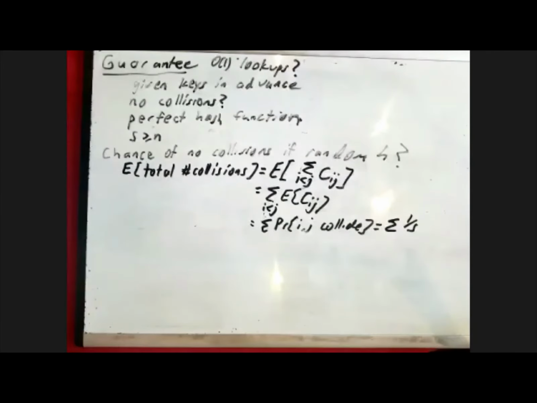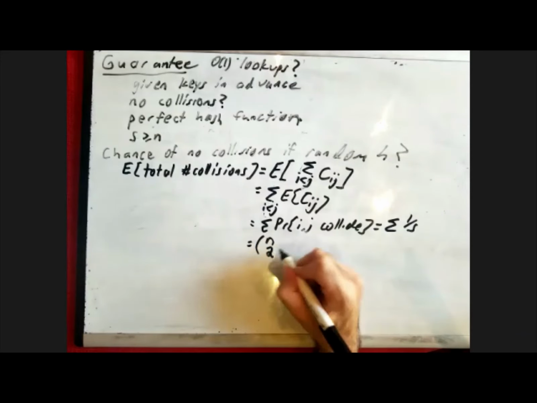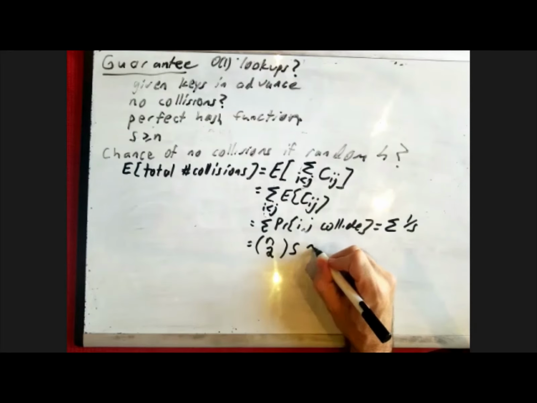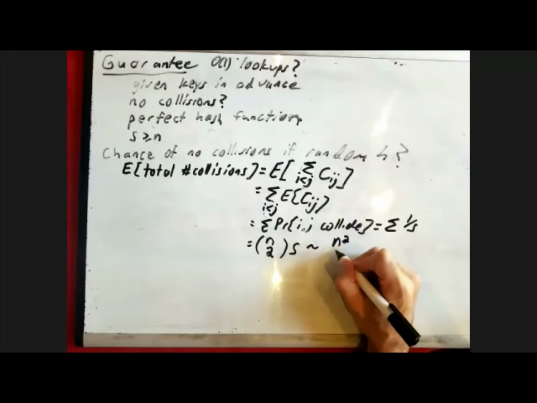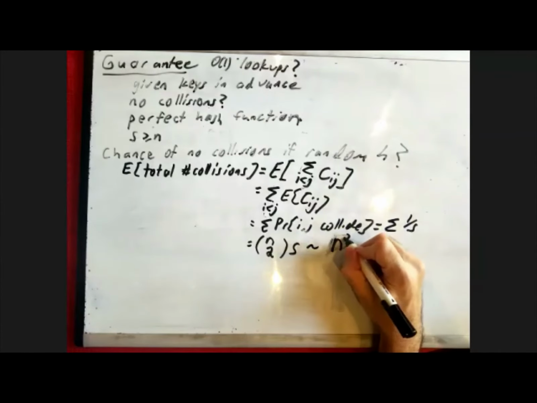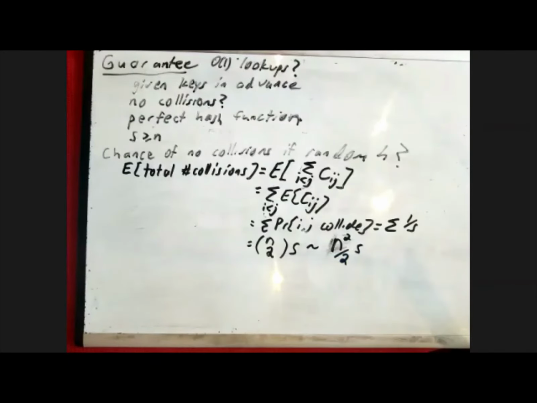Well, I'm looking at every pair of items, right? So how many pairs of items are there? It's n choose 2, right? How many ways can I choose a pair of items? And this is roughly n squared over 2, divided by s, right? Wait, shouldn't the s be in the denominator? Yes, thank you.